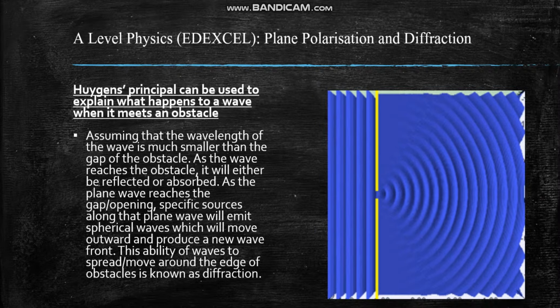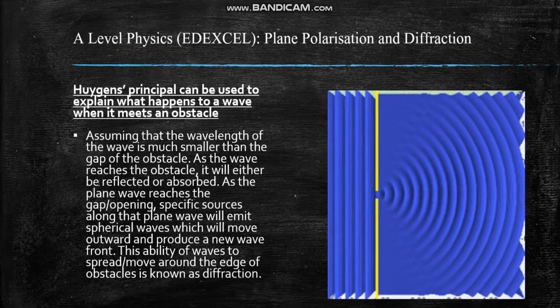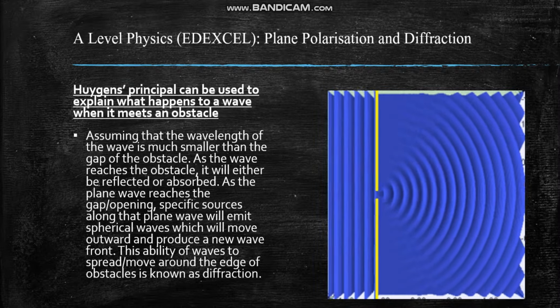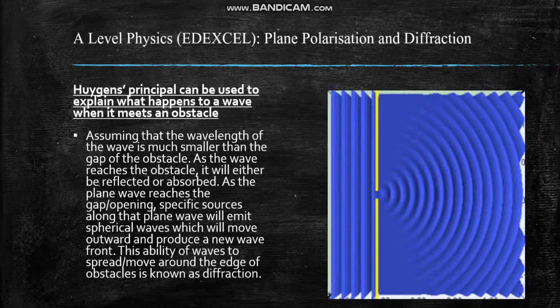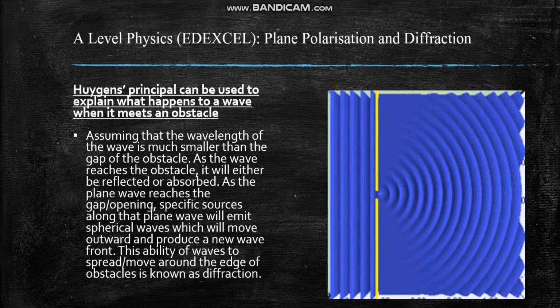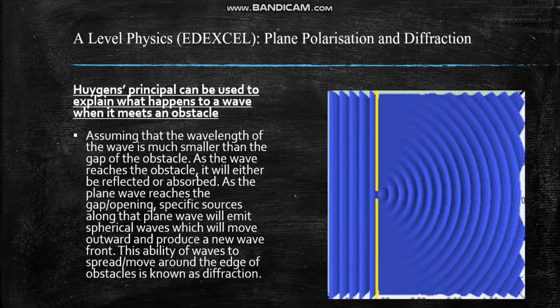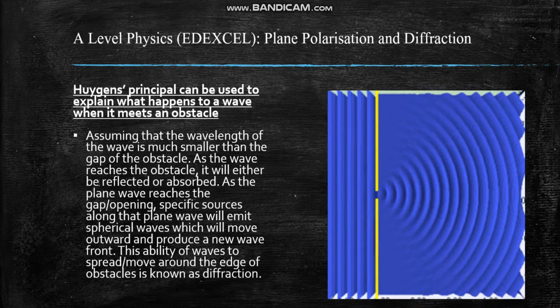Now, Huygens construction or Huygens principle can be used to explain what happens to a wave when it meets an obstacle. So assuming that the wavelength of the wave is much smaller than the gap of the obstacle, as the wave reaches the obstacle, it will either be reflected or absorbed. As the plane wave reaches the gap or opening, specific sources along the plane wave will emit spherical waves which will move outward and produce a new wavefront. And the ability of waves to spread and move around the edge of obstacles is basically known as diffraction.